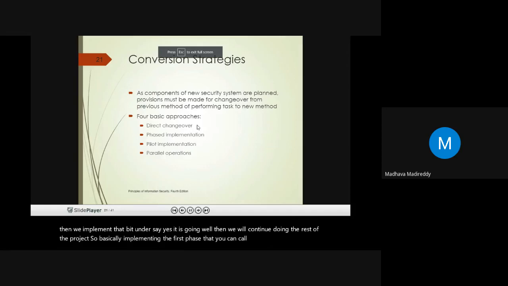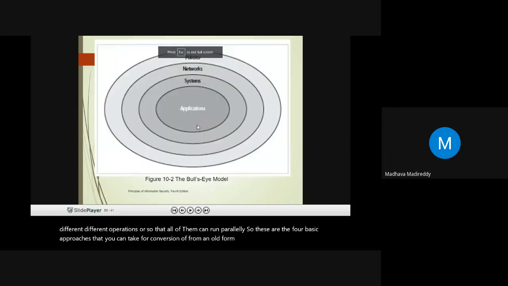And then we can also do parallel operations, that need to be done all in parallel, which means all throughout the same time. That means we need to assign resources such as personnel. We need to assign some budget for all the different operations, so that all of them can run in parallel. So these are the four basic approaches that you can take for conversion from an old system to a new system.